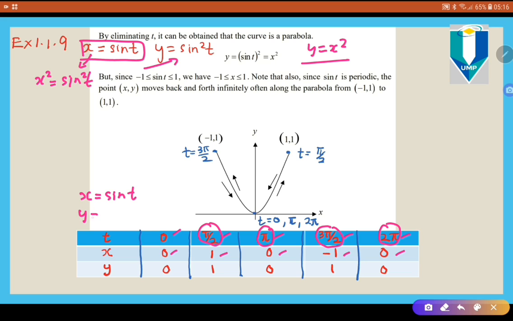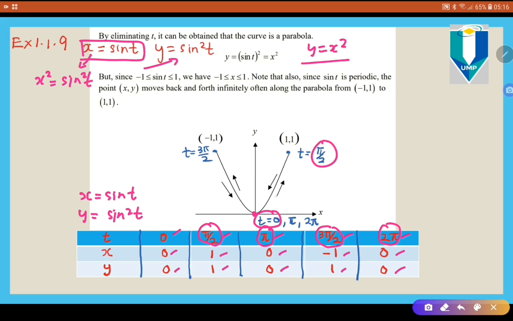So y is actually sine squared t. So we square 0, we get 0. Square 1, we get 1. Square 0, we get 0. Square the -1, we get 1. And square the 0, we get 0. So when t equivalent to 0, the point is 0, 0. When t increases to pi over 2, the point is 1, 1.